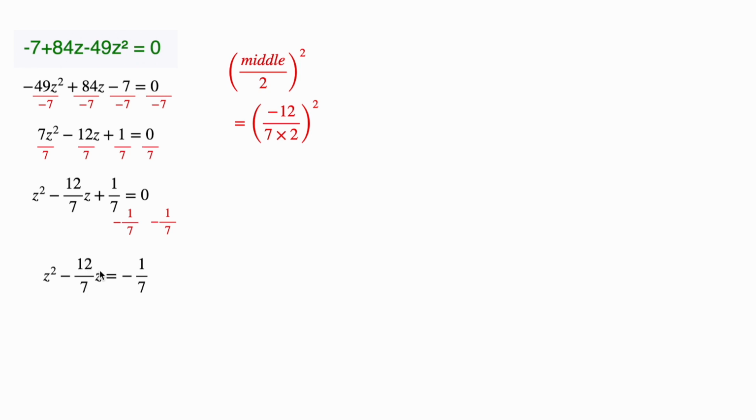Divide 12 sevenths by 2. Multiply 12 sevenths by the reciprocal of 2, which gives us negative 12 over 7 times 2, which is negative 12 over 14. And then I can reduce that. So divide the top and bottom by 2. I have negative 6 over 7, all squared, which gives us 36 over 49. That's going to be my new last term. I'm going to add that to both sides of the equation to keep it balanced.